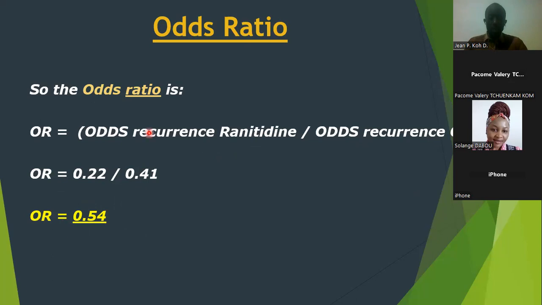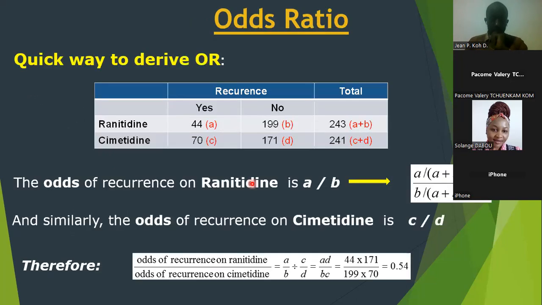We'll say the odds of reoccurrence when treated with ranitidine is 0.54 times the odds of reoccurrence with cimetidine. So that's how you can interpret it. And you can even draw some conclusion here that it means ranitidine is more efficient in the treatment of that disease than cimetidine, because you can see the factor is a decimal point. So that's the reduction, really. And we are going to see that in the next slide.